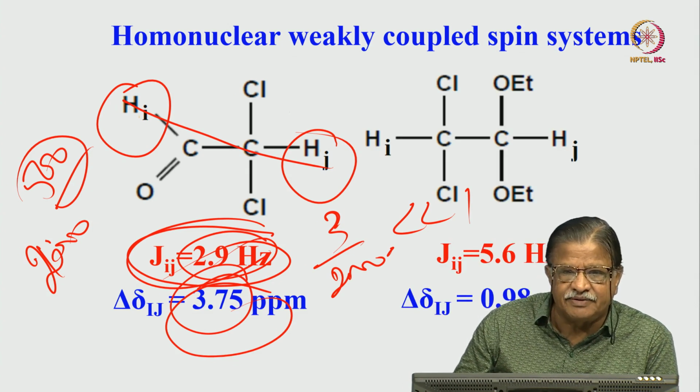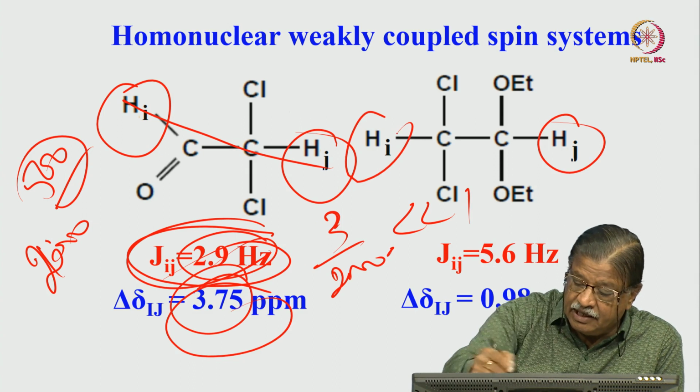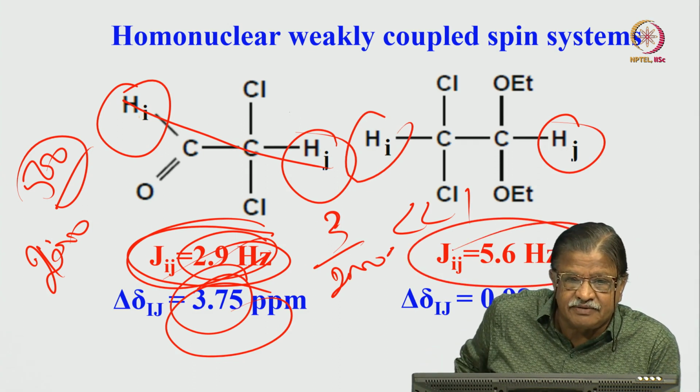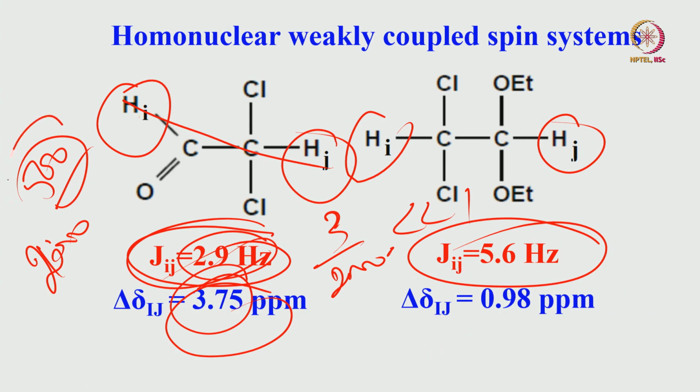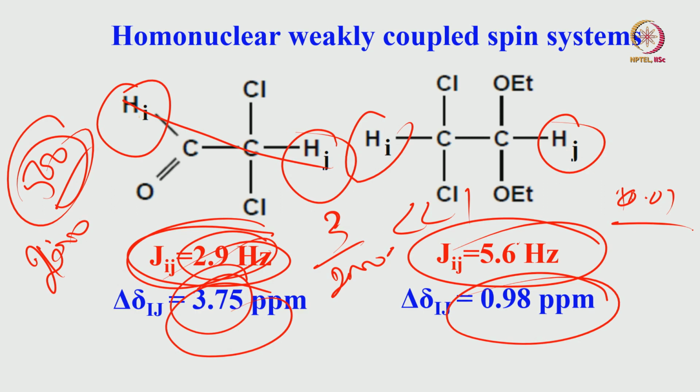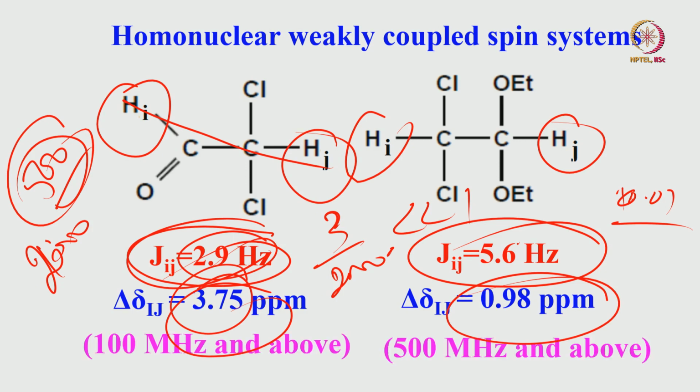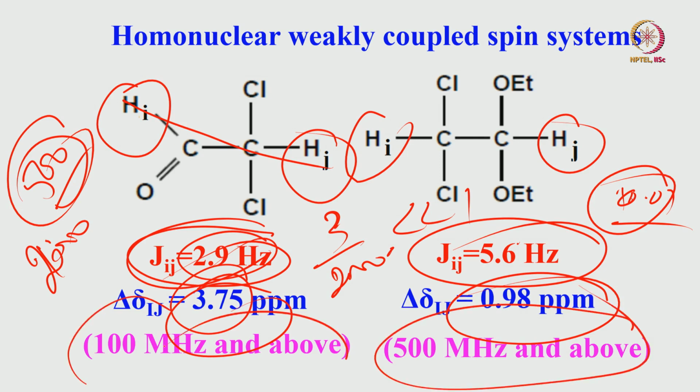Take another example like this. This proton and this proton coupling is about 5.6 hertz, and let us say same 500 megahertz, this is 1 ppm, let us say 500 hertz. 5.6 over 500 is almost 100 times smaller, the ratio is 0.01, very small. So, this is also weakly coupled. If you want to find out whether it is strongly coupled or weakly coupled, you have to calculate J over the delta difference and find the ratio. At 500 megahertz and above, this is weakly coupled, even at 100 megahertz this is weakly coupled.